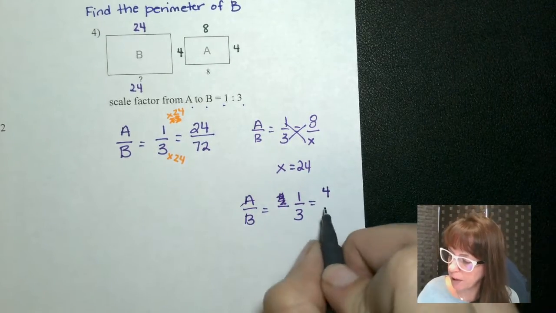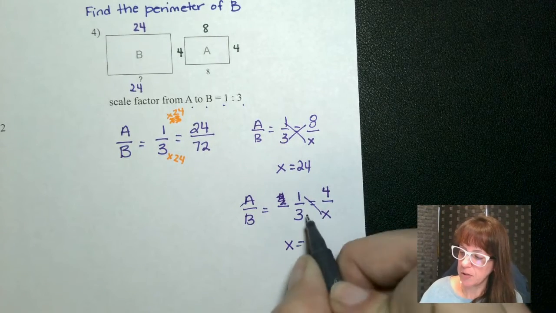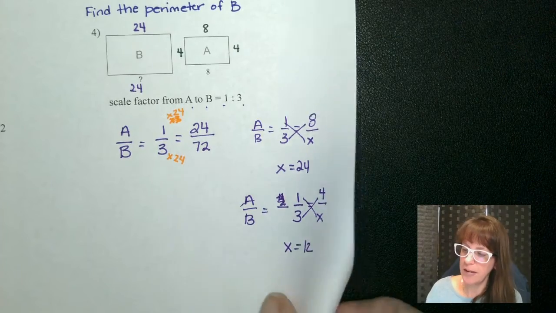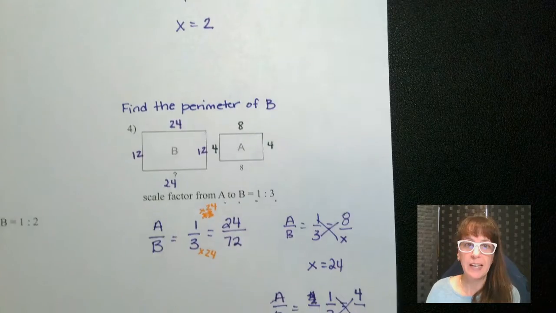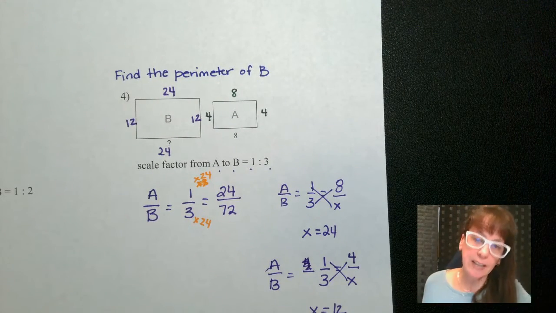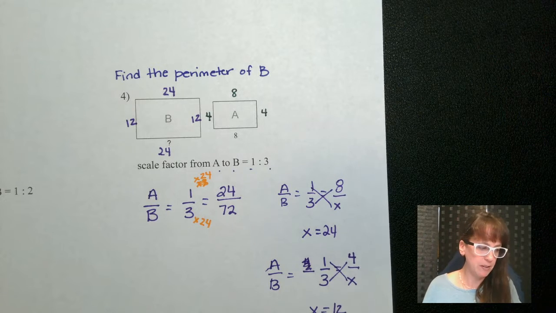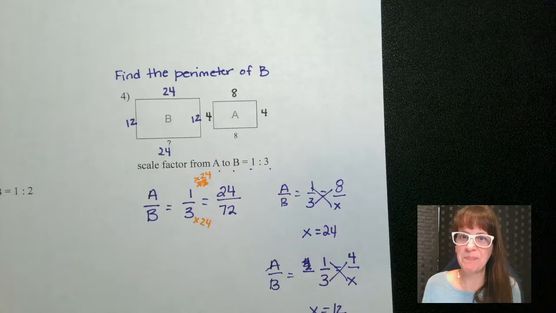And then 4 over X. Well, I get 1X equals 4 times 3, which gives me 12. So now I know that this is 12, and this is 12. And if I add all those up, I get 72. So you can do it either way. You can find each side, or you can just find the perimeter and figure it out that way. Hopefully that helps, and we'll see you next time.